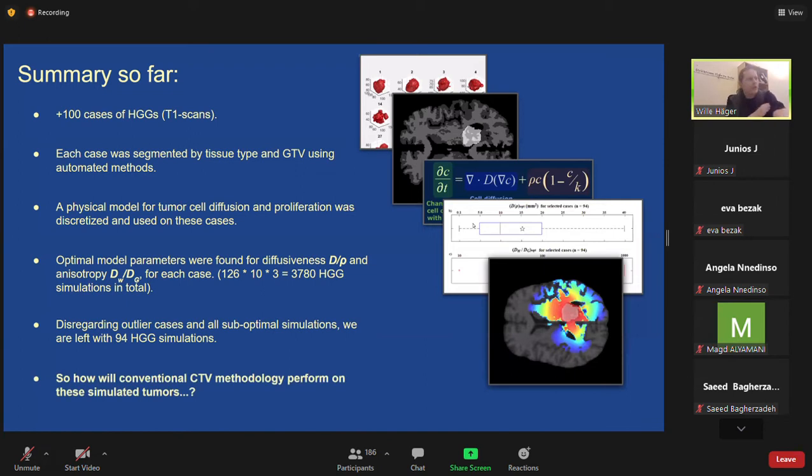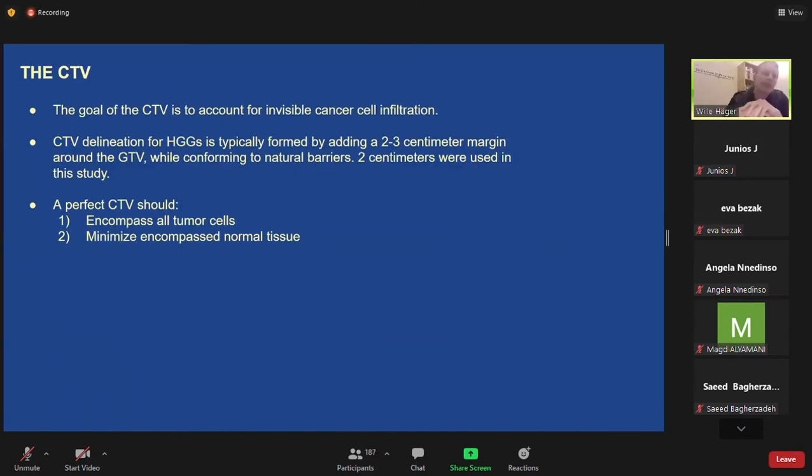Well, the goal of the CTV is to account for invisible cancer cell concentration. In CTV delineation for high-grade gliomas, you typically add a 2 to 3 centimeter margin around the GTV. Two centimeters was used in this study. So a perfect CTV, hypothetically, should encompass all tumor cells, and it should also minimize encompassed normal tissue.